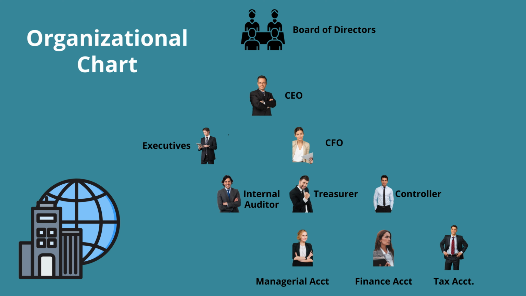At the pinnacle of the organizational structure are the primary decision makers, usually the board of directors, who are appointed by the company's owners or shareholders. These top-level directors oversee the broader strategic direction and governance of the company.